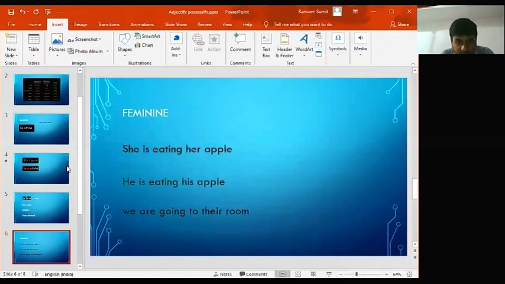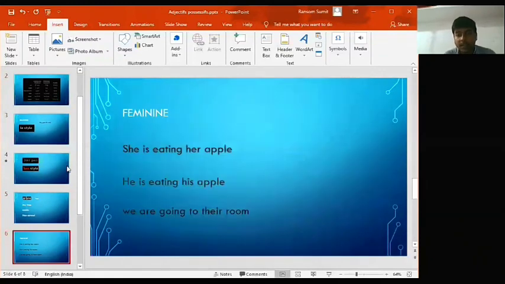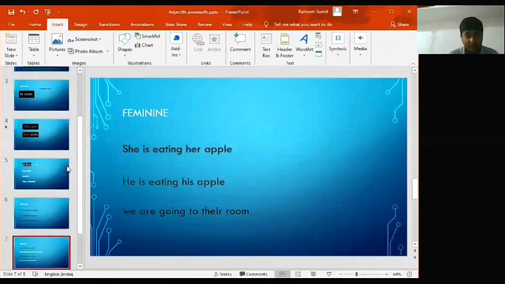Now, for the third translation, we are going to their room. For we, we use nous. For are going, we use the verb aller, and with nous, it would be nous allons. To will be dans, and for their room we use leur. So for their room we'll use leur chambre. Chambre is a feminine noun, so it doesn't matter. We are going to their room would be nous allons dans leur chambre.